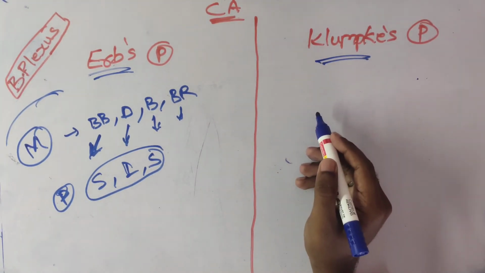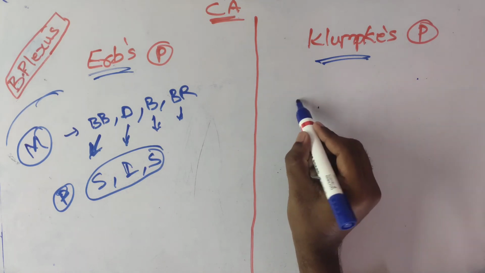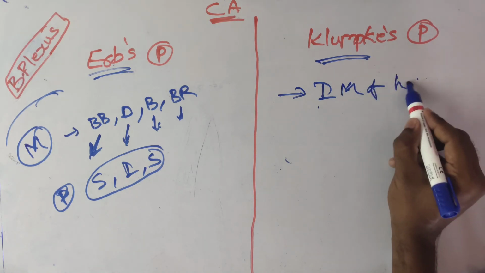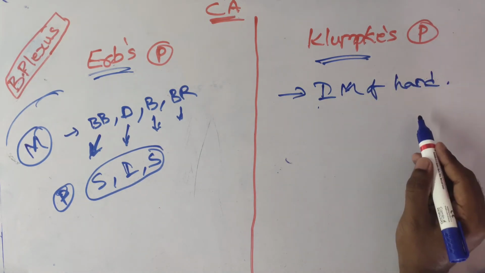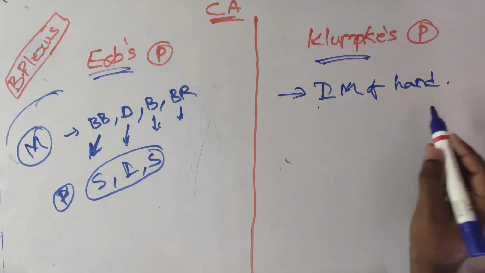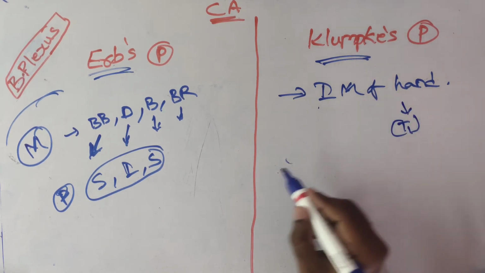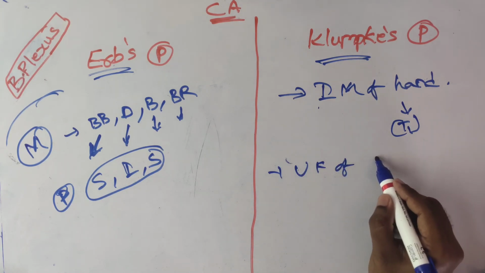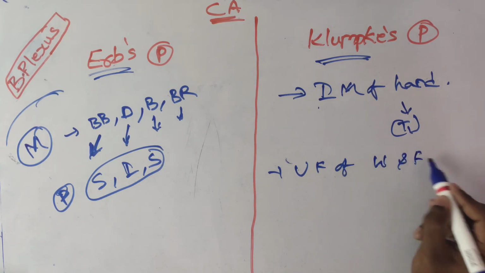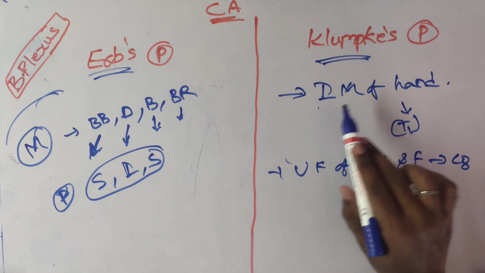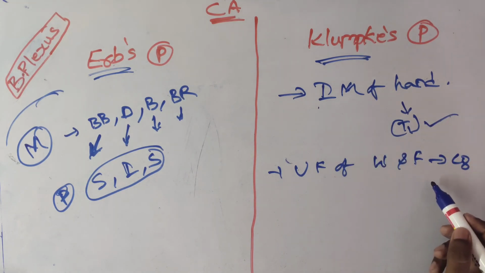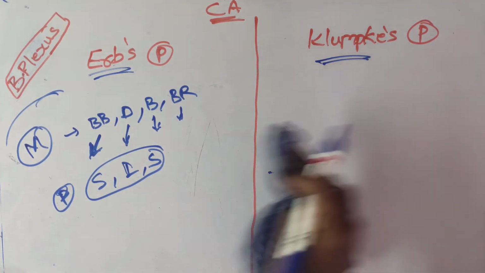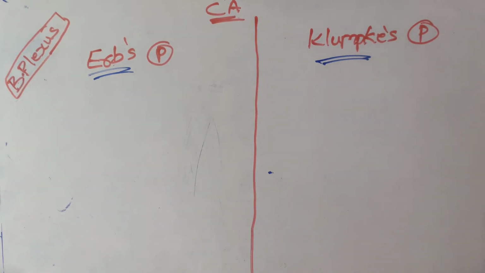Now coming to Klumpke's paralysis. Here the intrinsic muscles of the hand are mainly paralyzed because of injury to T1, and the ulnar flexors of the wrist and fingers are also paralyzed because of injury to root C8. These are the muscles that are paralyzed in Erb's and Klumpke's paralysis.